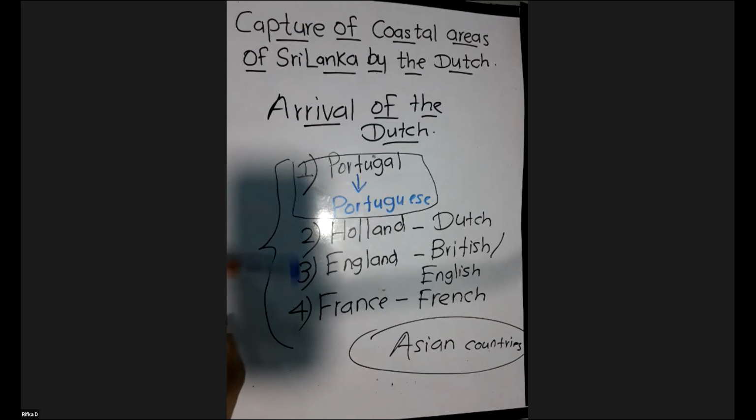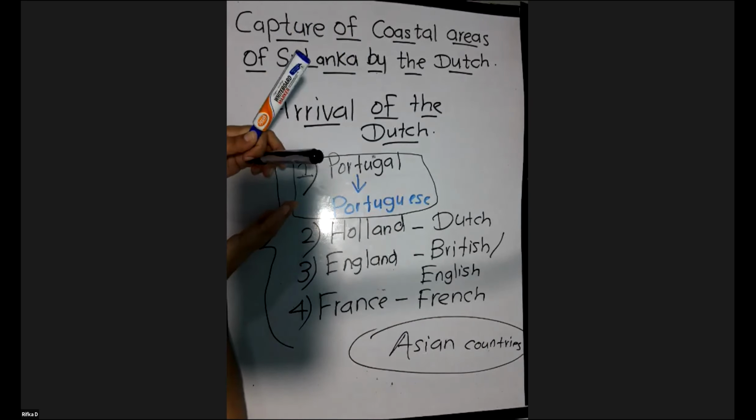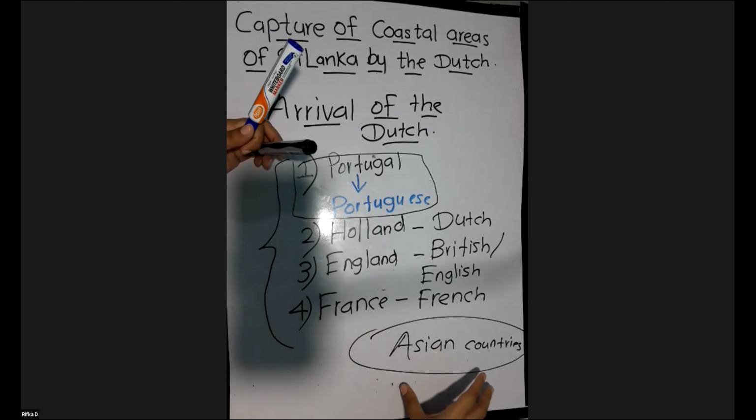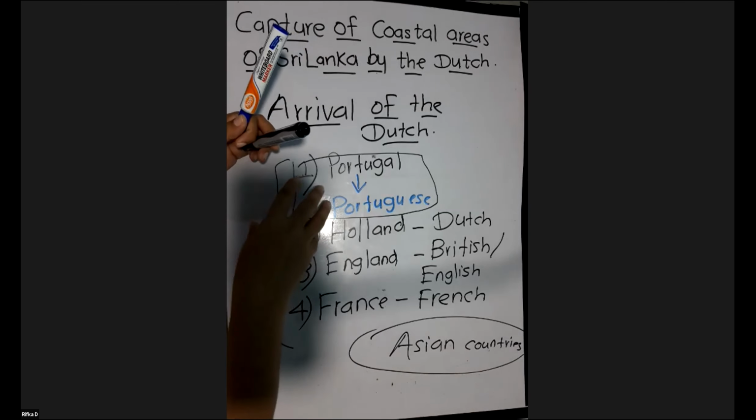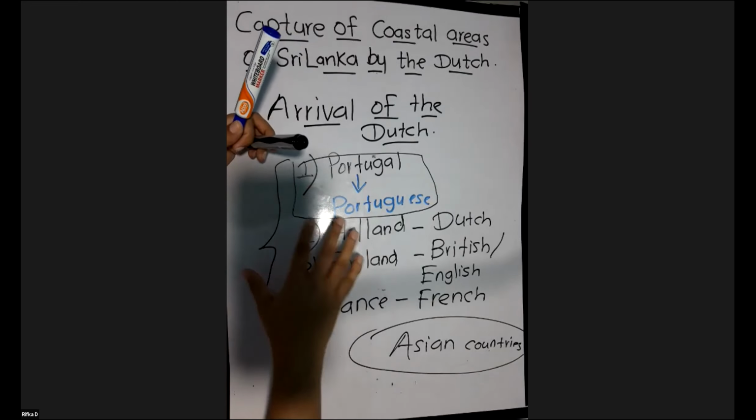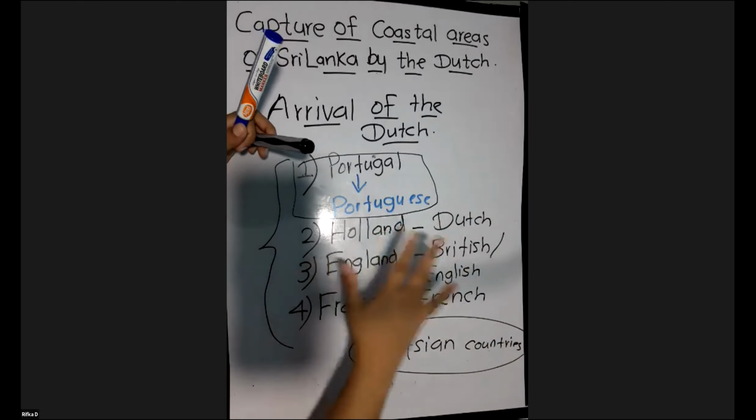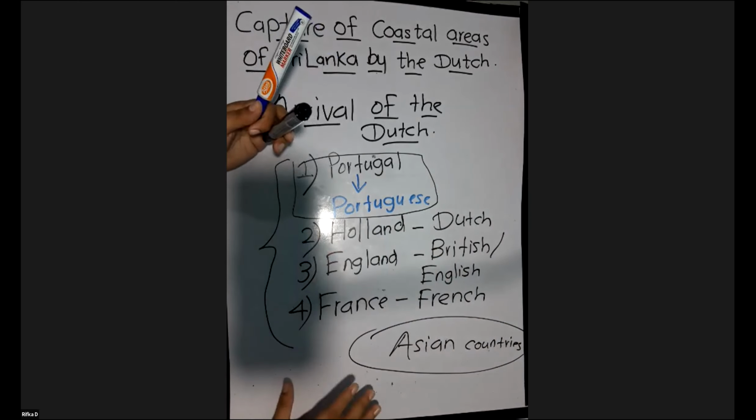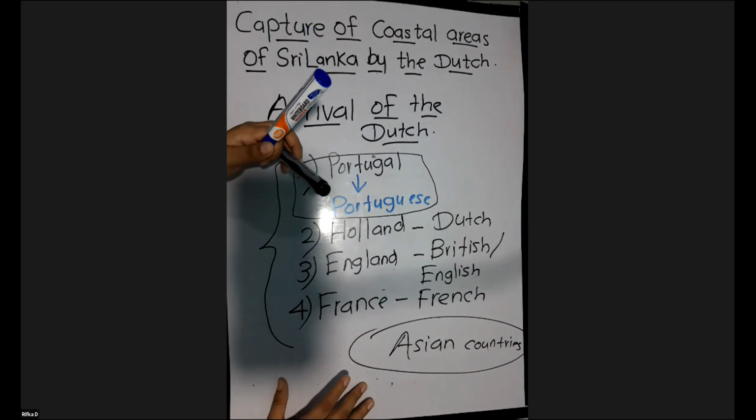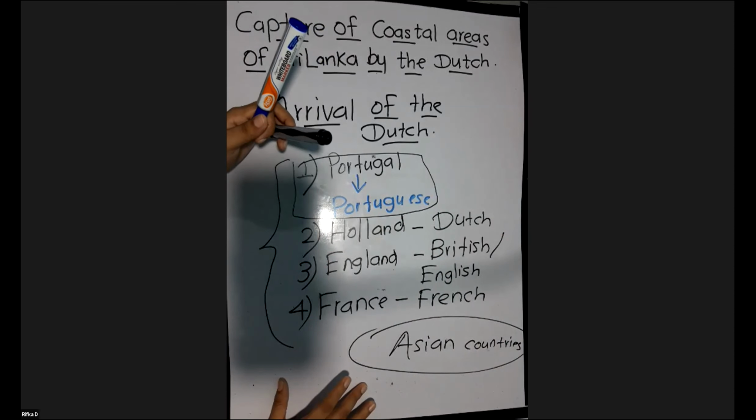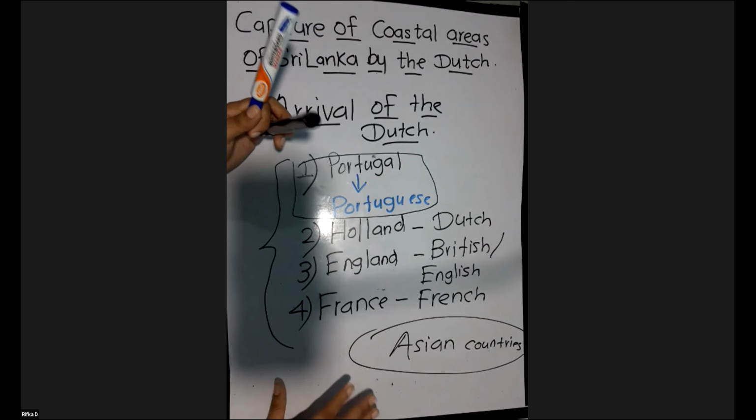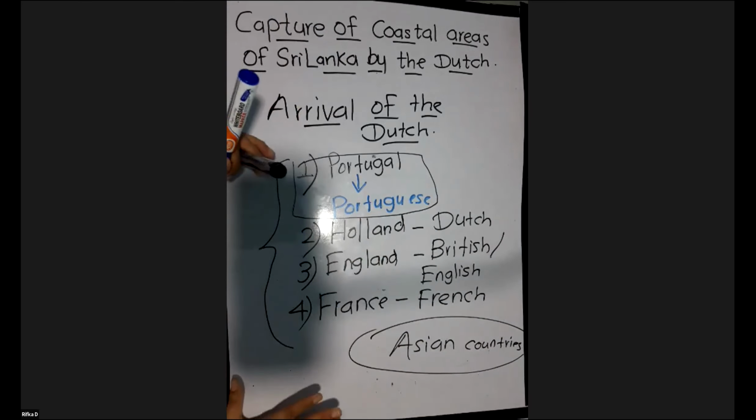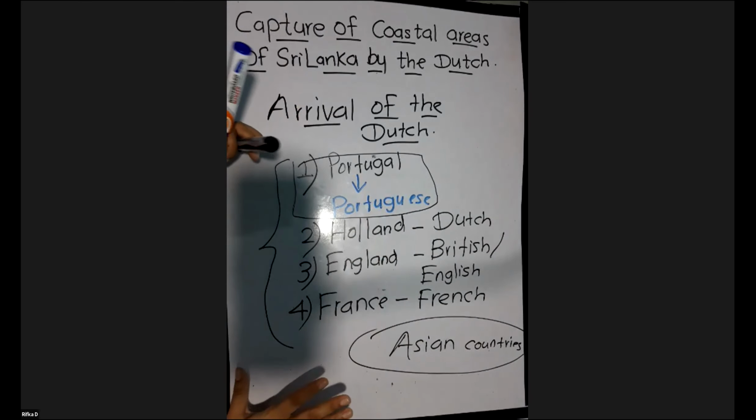So children, at the time the Portuguese were obtaining goods from Asian countries, taking them back to the European countries and selling them to the other European nations. Because of that, the Portuguese had earned a huge amount of income. Okay, children, so this was the situation in Europe at the time.